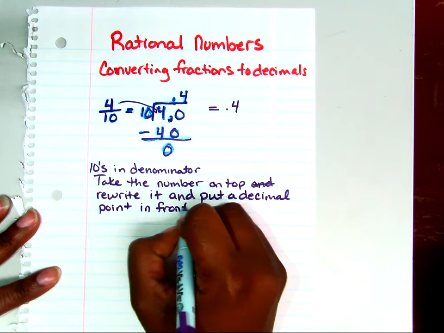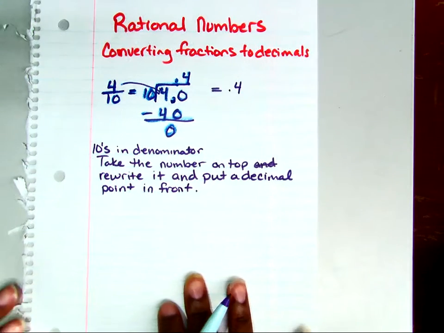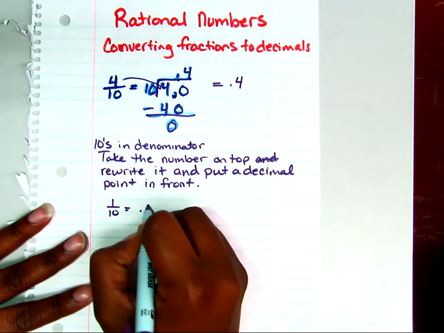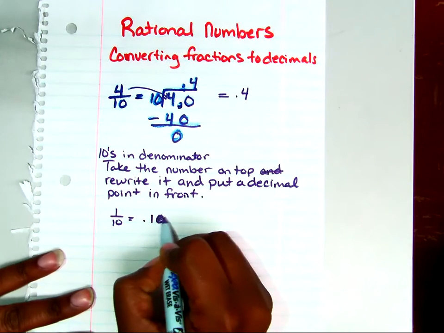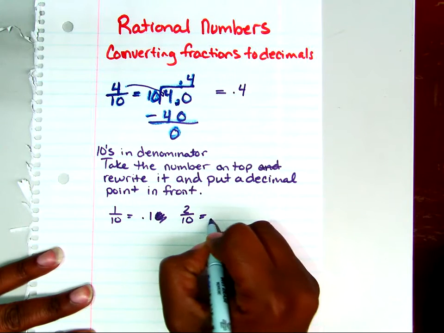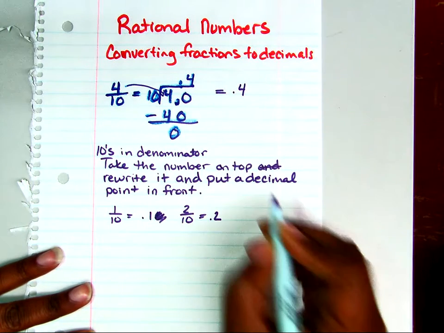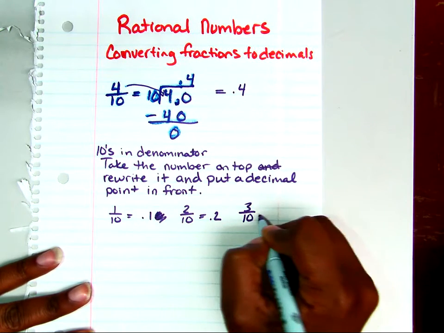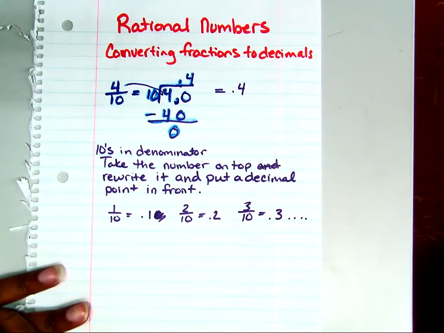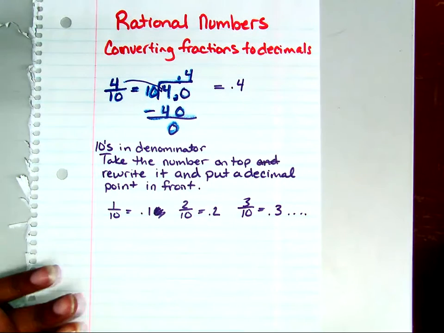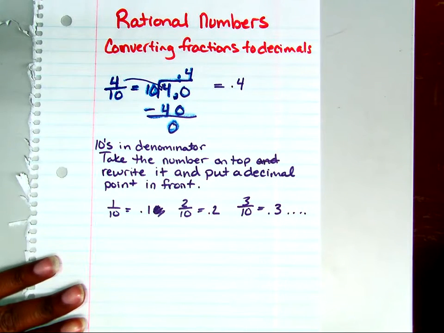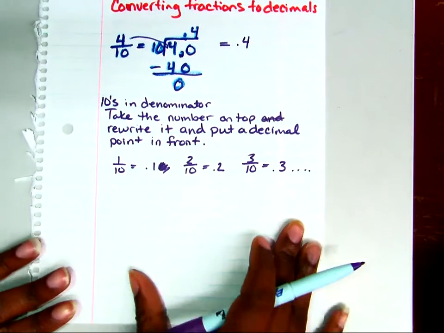So here we go. I know 1/10 is 0.1. 2/10 is 0.2. 3/10 is 0.3. And I'm sure you can figure out the rest. So you see that with 10, you move that number on top over, put a decimal. That's it. All right, let's do another example.